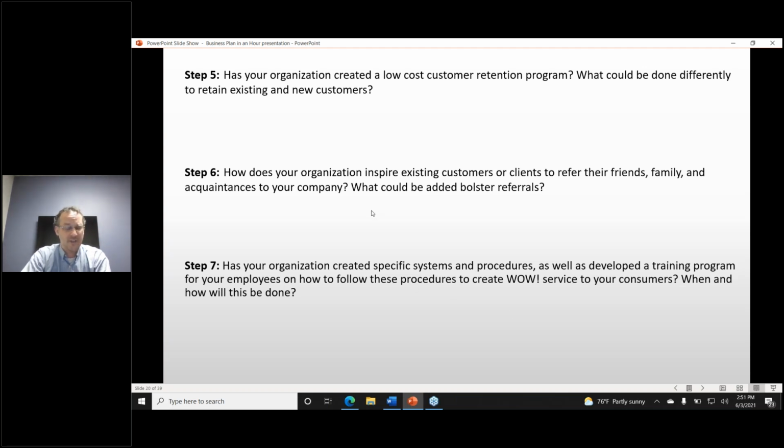How does your organization inspire existing customers or clients to refer their friends, family, and acquaintances to your customers? What could be added to bolster referrals? I don't mean to keep beating a dead horse on the mortgage industry, but after every single mortgage loan closed, when I owned it, I would deliver a wicker basket full of chocolates and candies wrapped up in cellophane with 10 business cards dropped into that basket, and I would deliver it to their place of business. Keep in mind, I knew where they worked because it was on their mortgage application.